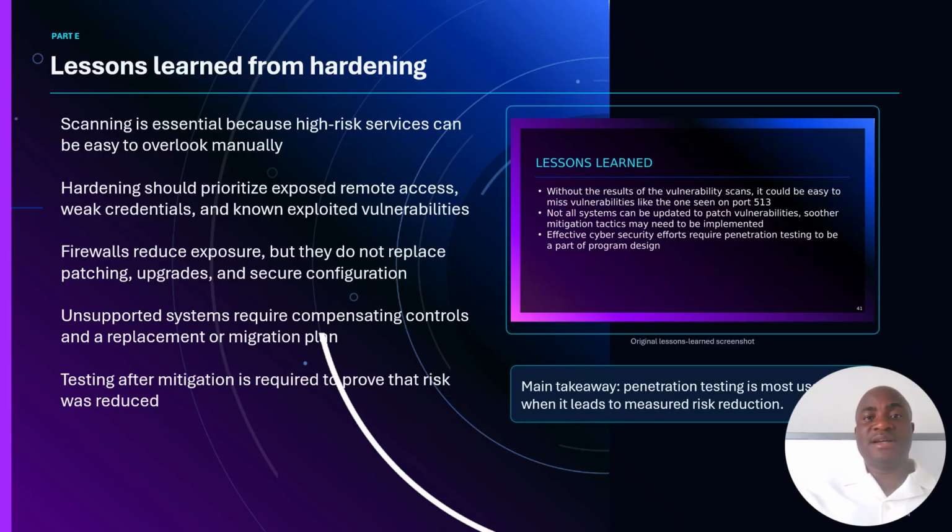The main lesson is that testing and hardening should be connected. Scans reveal weaknesses, but the value comes from translating them into actions, implementing changes, and rescanning. Another lesson is that not all systems can be fully patched, especially intentionally vulnerable or unsupported systems. In those cases, compensating controls like firewall filtering may reduce risks until replacement is possible.